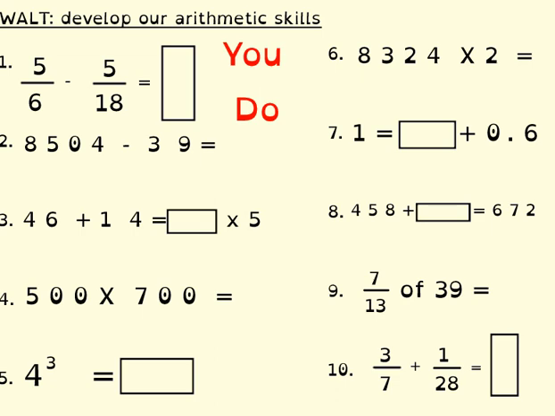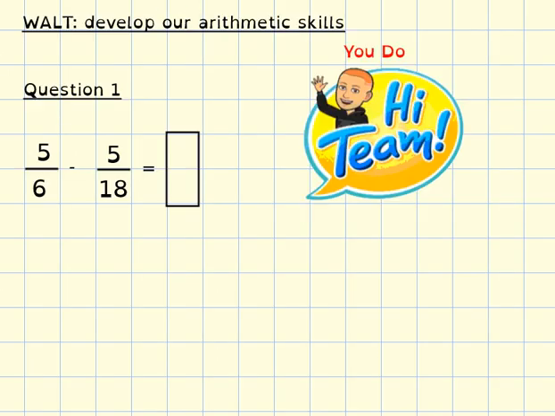Question number 1 then. You're doing a subtract, so circle it, put your subtract sign in straight away. 18 is your common denominator. Because I can times 6 by 3 to get to 18. 5 times 3 is 15. Second fraction remains the same because I times them both by 1.